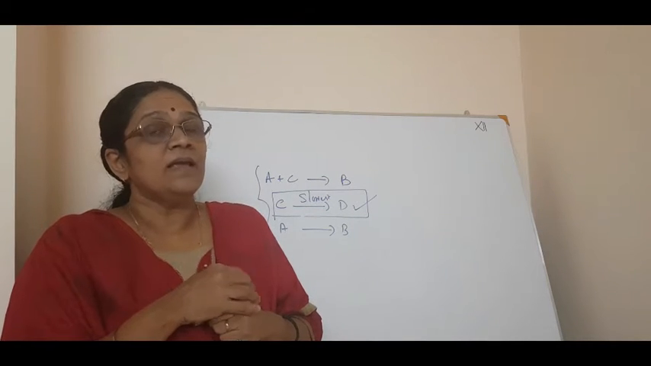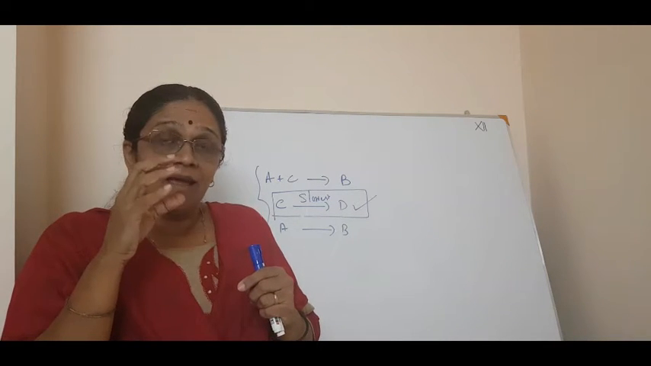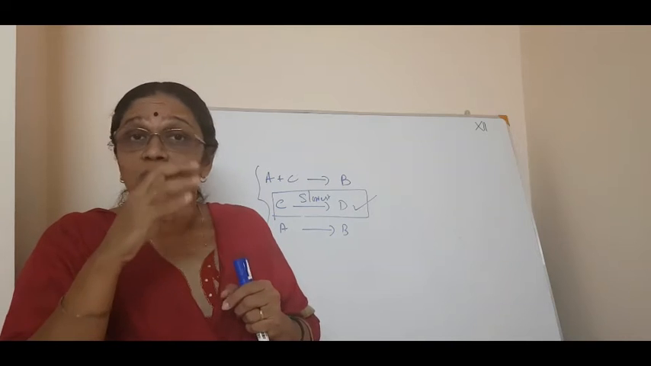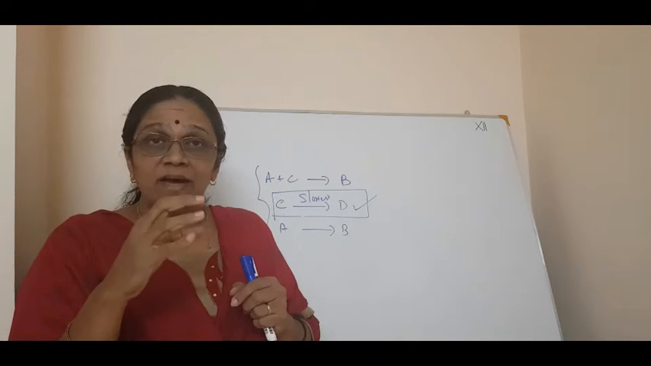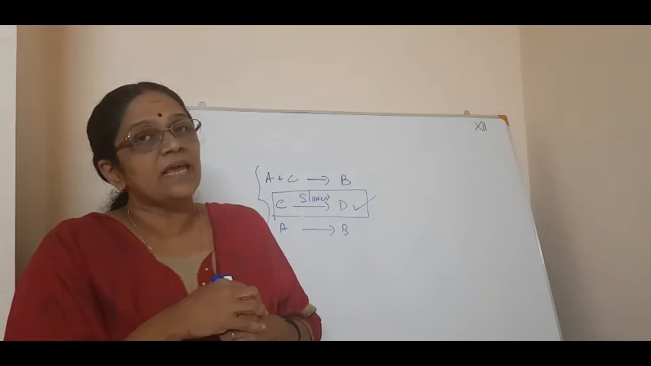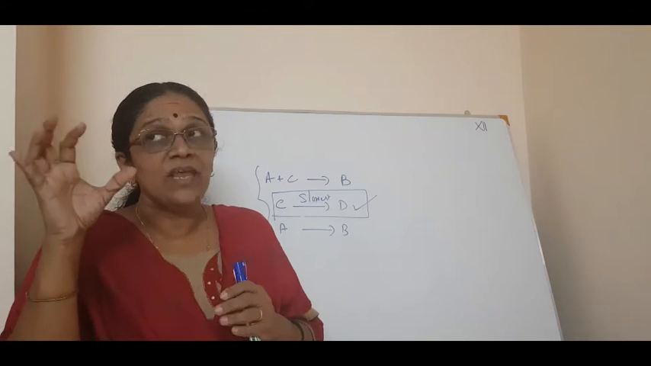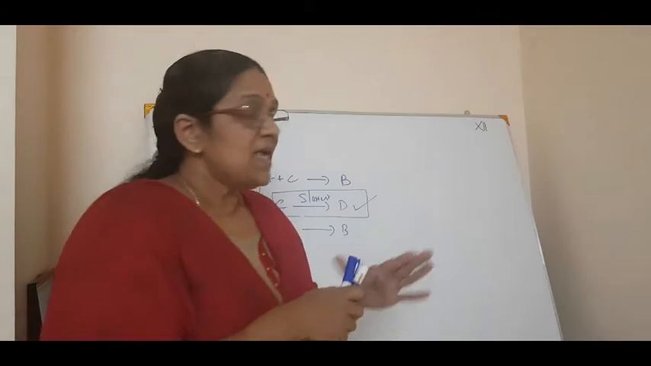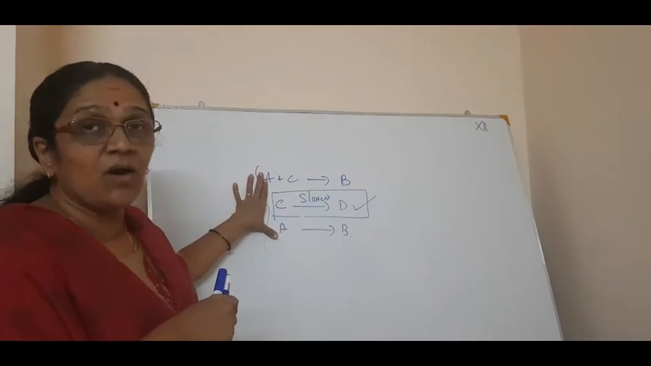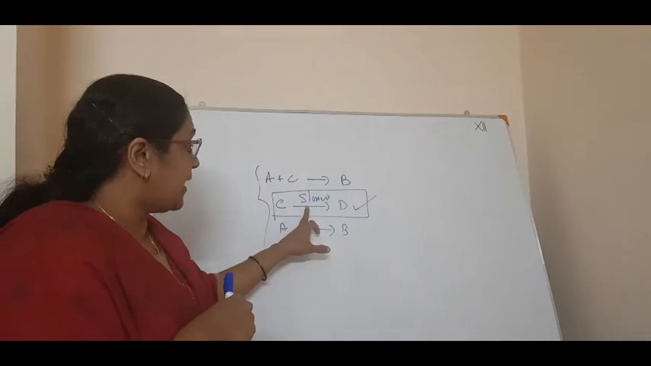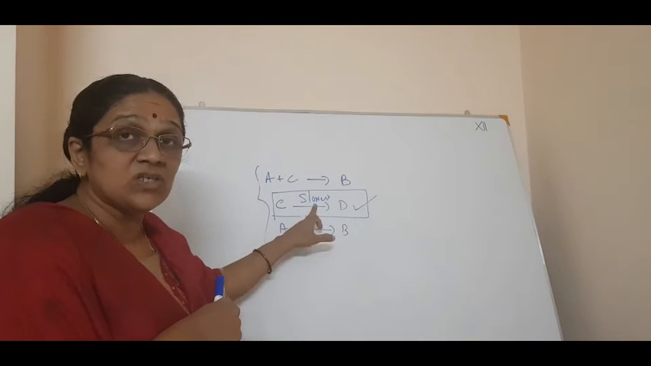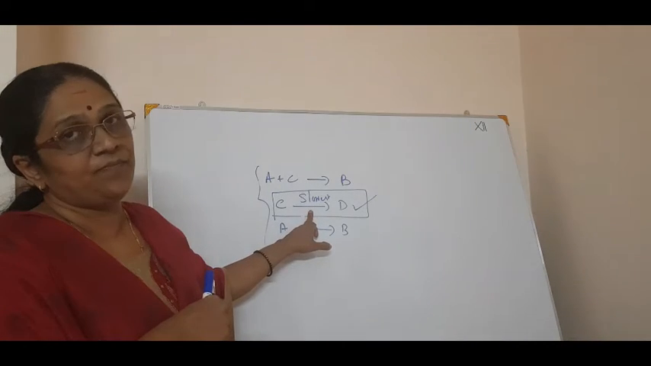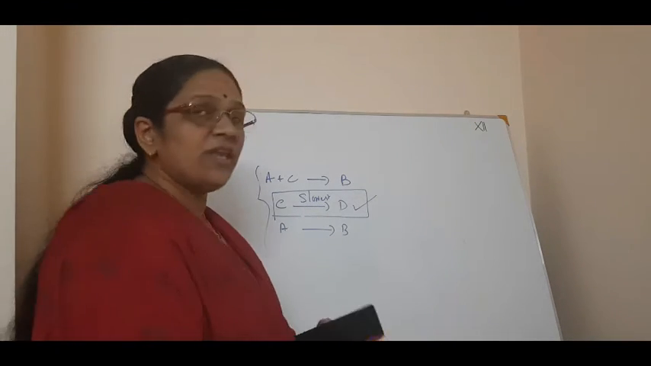Who will be there? That is, the runner which is a slow runner. The slow runner will determine the winning of a relay, isn't it? The winning will depend upon the slow runner. Likewise, in a chemical reaction, if it is a complex reaction, the rate determining step will be the slowest step. Okay, that means I will give an example for that.